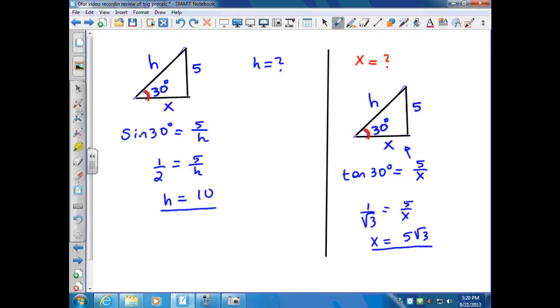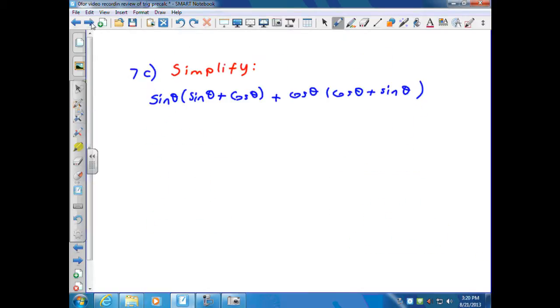Next, we will take a look at a few identities. As a matter of fact, before the identities, let's kind of get warmed up a little bit. Let's simplify this quantity. And the way we're going to do it is, we're going to distribute the sine here and distribute the cosine here. So if we do that, we have sine times sine, which is sine squared theta.